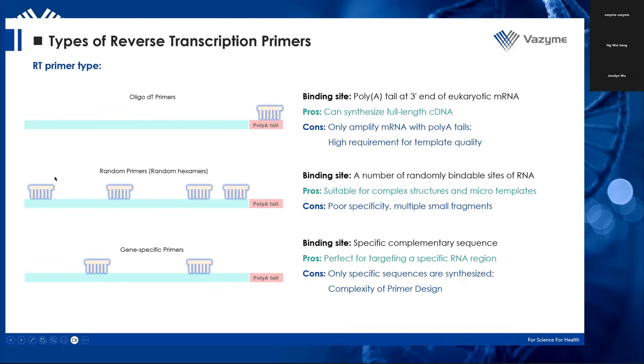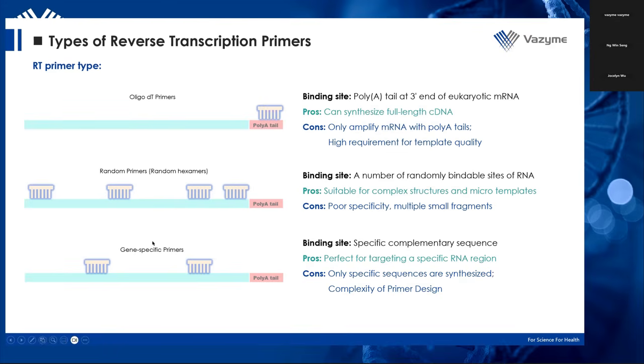So the first one is the random primers. For random primers, they can bind onto any random site along the RNA. So it can synthesize highly fragmented RNAs. But the problem is that it has a poor specificity and you will produce a lot of tiny fragments. So it might not be ideal.